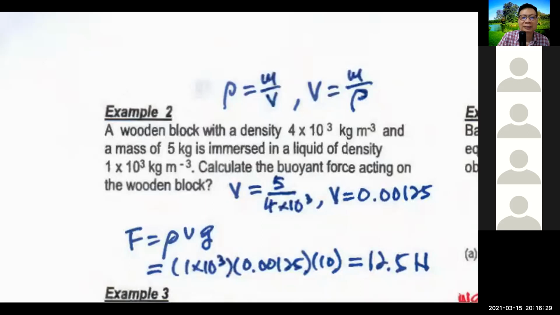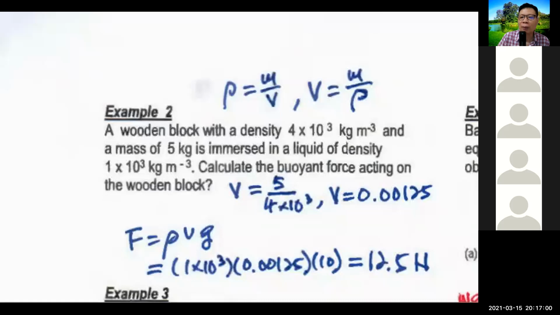Because the wooden block is immersed into the water. Yes, once again, one more time. Because the wooden block needs to immerse into the water. Oh yeah, that's why you can use the wooden block's volume. The question never asks about the wooden block, it asks you to find the buoyant force. Okay.